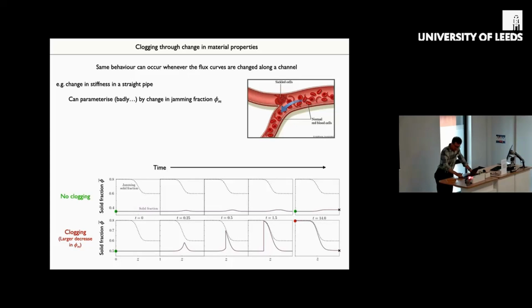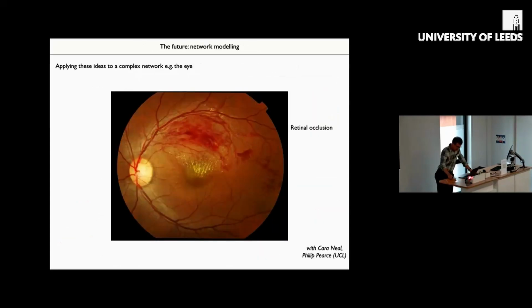Right, the last thing I want to say is just to mention, this is some work that we have a postdoc now, Cara, who's sitting at UCL, who's working on using some of these ideas in network models, which people care about in all sorts of areas of particularly biology. And one thing she started thinking about is applying it to the eye. So retinal occlusions are actually a major problem in eye physics.